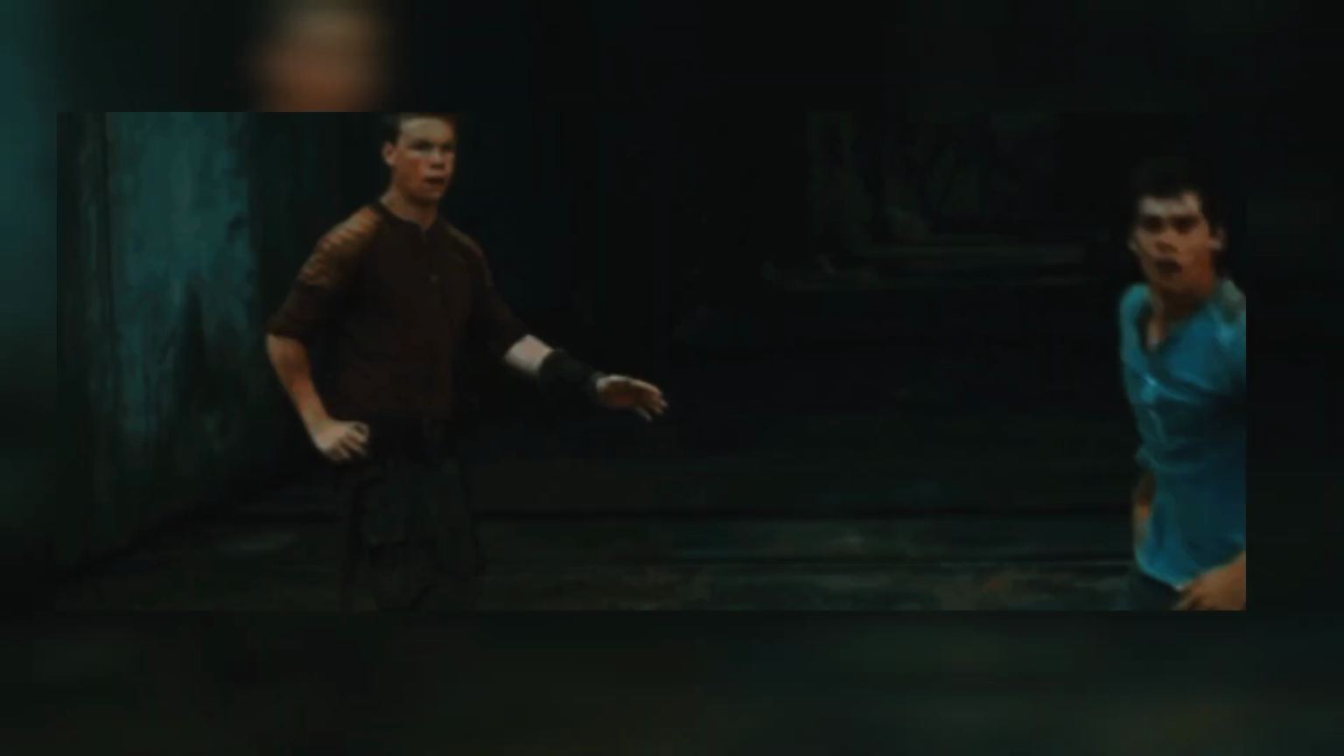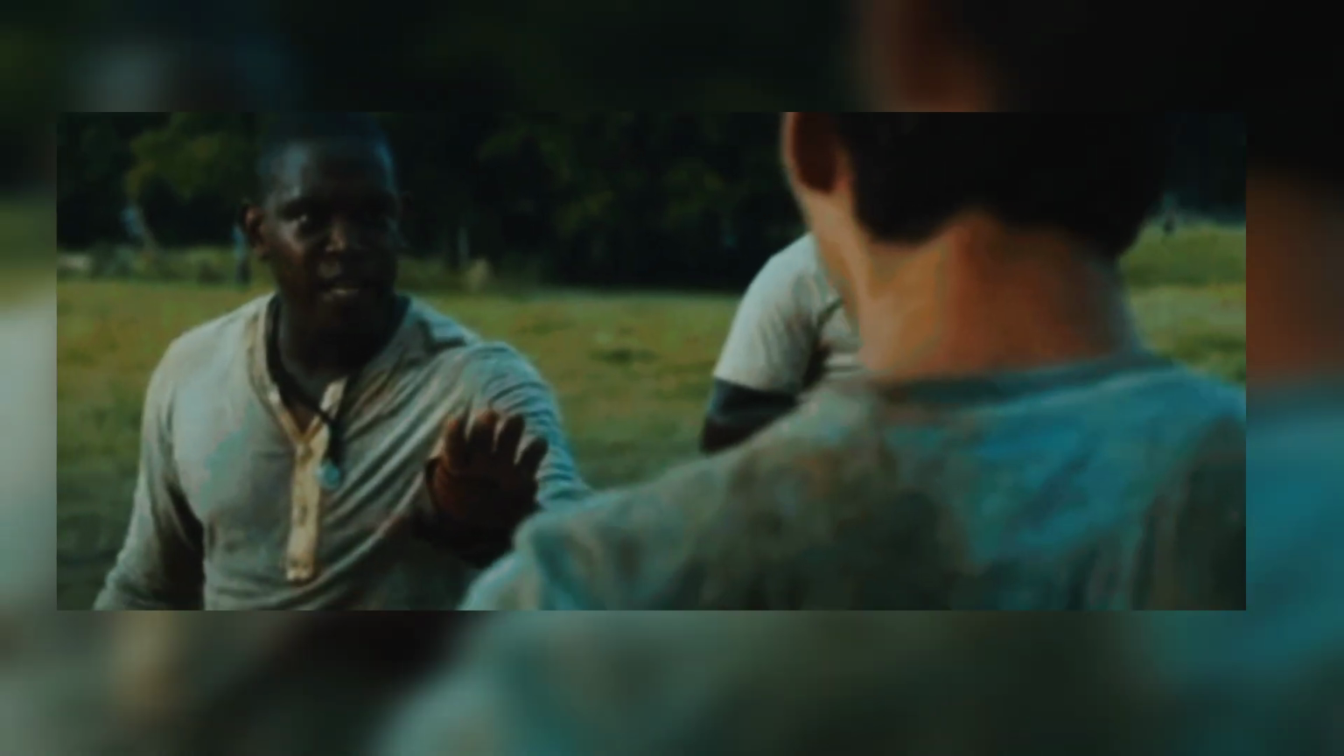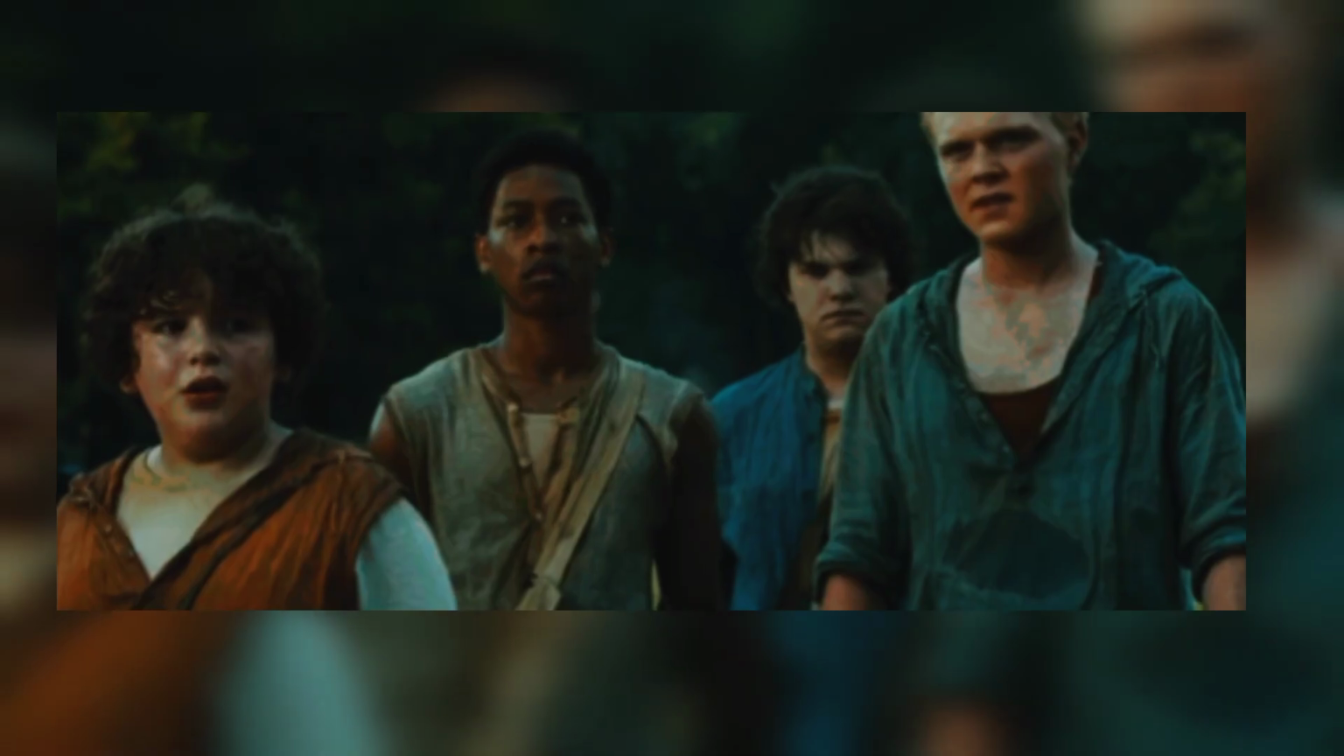At this stage, we can see that Thomas's desire is to escape the glade, and while he tries to do this, Gally stands in the way. This conflict moves the plot as there are two opposing interests. The first is Thomas's interest. He wants to leave the glade. Gally says no, but it isn't just Gally who stands in the way of Thomas. The other boys also think the same thing.